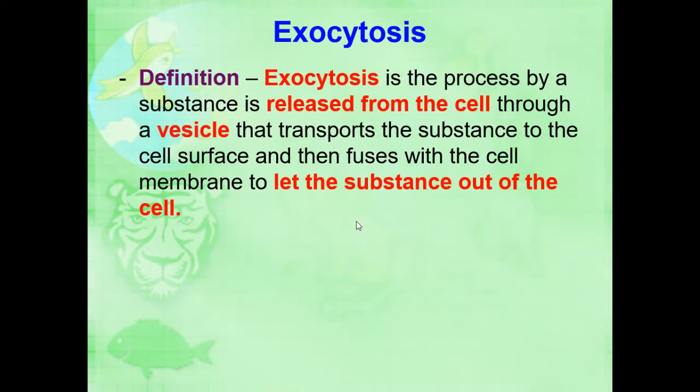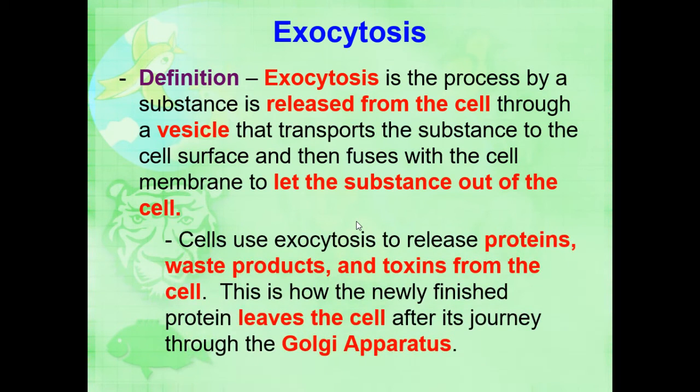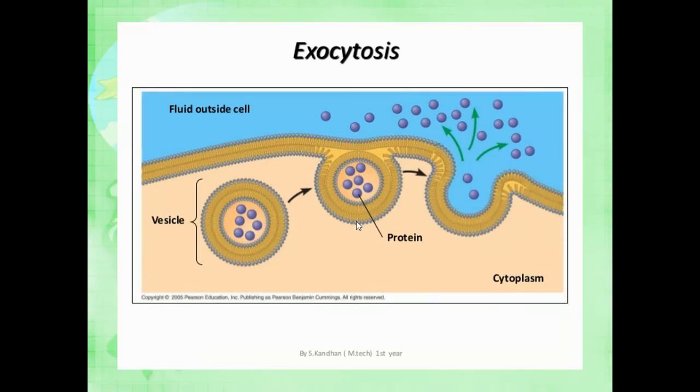Exocytosis is the process by which a substance is released from the cell through a vesicle that transports the substance to the cell surface and then fuses with the cell membrane to let the substance out of the cell. Cells are going to use exocytosis to release proteins, waste products, and toxins from the cell. This is how newly finished proteins are going to leave the cell after their journey to the Golgi apparatus.